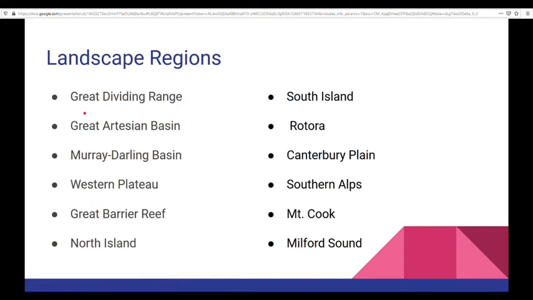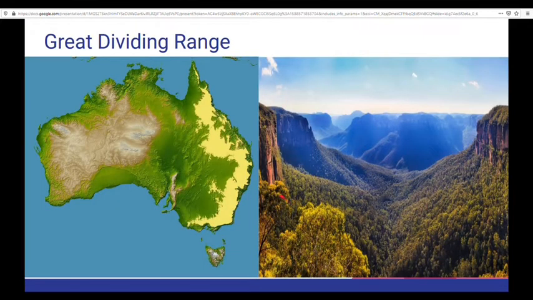Landscape regions. Here are all the major landscape regions, and I'll go into more detail about them later. So in Australia, we have the Great Dividing Range, the Great Artesian Basin, the Murray-Darling Basin, the Western Plateau, and the Great Barrier Reef. And in New Zealand, we have the North Island, South Island, Rotorua, Canterbury Plain, Southern Alps, Mount Cook, and Milford Sound.